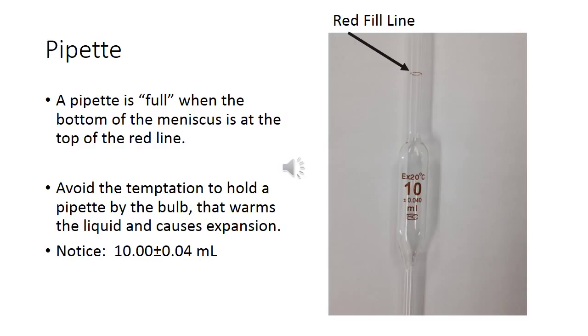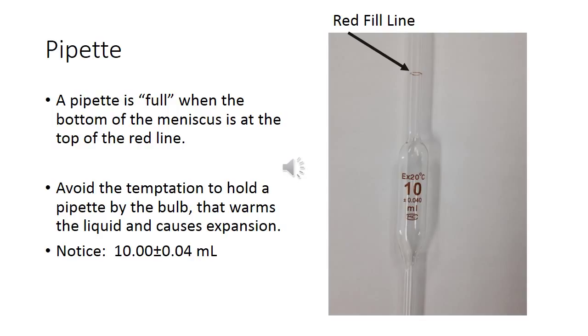It's considered bad technique because you're insulating the majority of your liquid with your hands, and therefore you're changing its density compared to what the density was in your beaker. So you want to avoid holding the pipette by that thick bulb there. You want to hold it either right below the bulb or right above the bulb. Try to avoid holding it by the bulb.